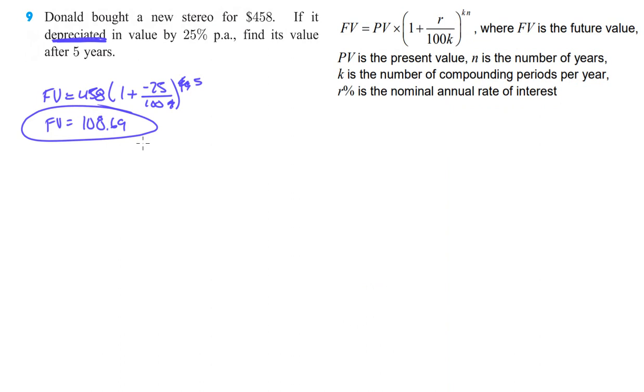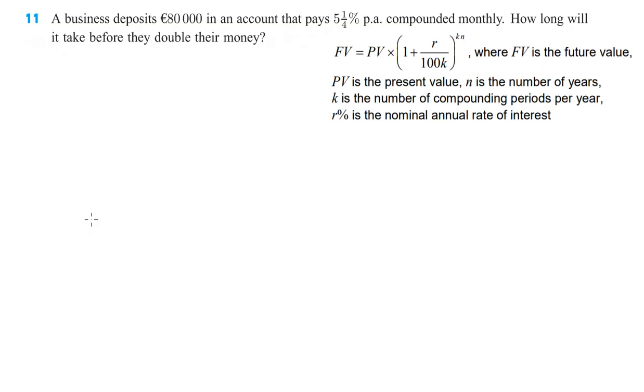Okie dokie. So, next problem then. Let's look at number 11. A business deposits 80,000 euros in an account that pays 5.25% per annum compounded monthly. How long will it take before they double their money? Okay, so now this one's a little trickier. We're investing 80,000 euros. So we know that that's our PV, 80,000 euros.